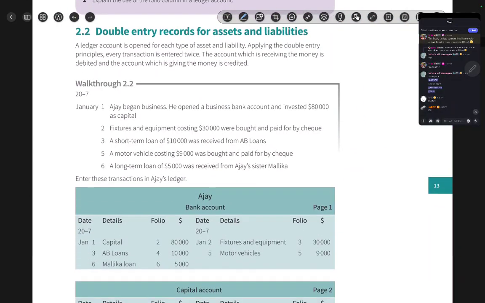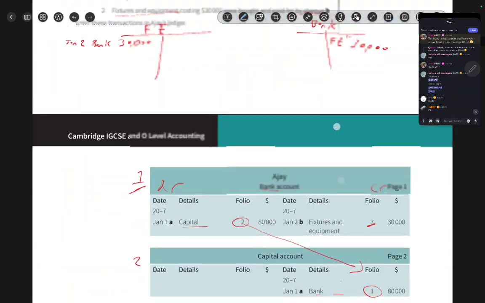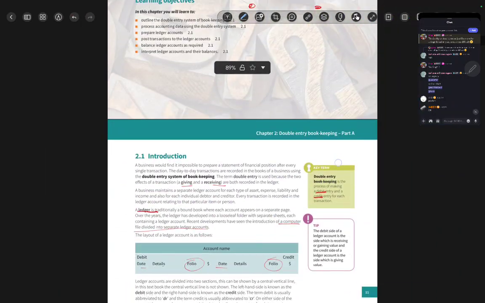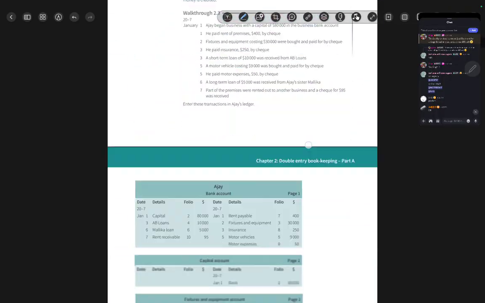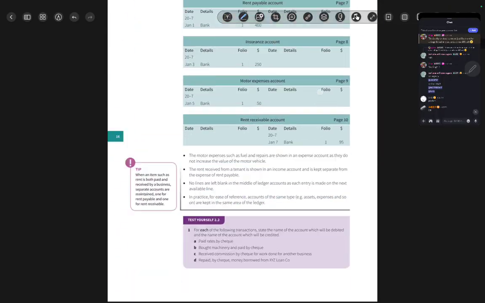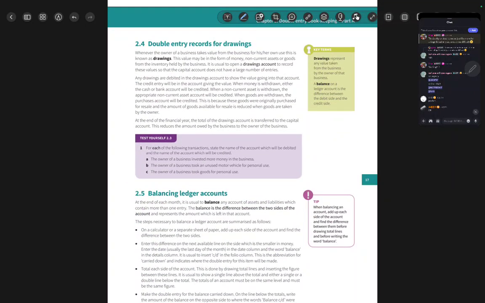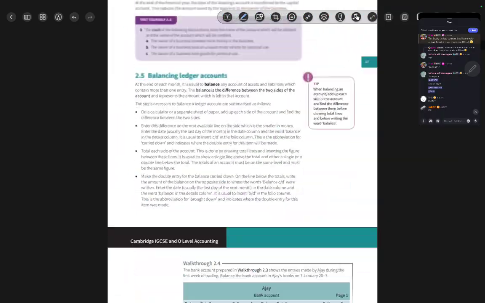Moving on. Double entry records for assets and liabilities. What did we do here? We just did a normal introduction to double entry. Now we're gonna go for assets specifically, and then we're gonna go for expenses and income specifically. All right. And then drawings. We'll go through that.